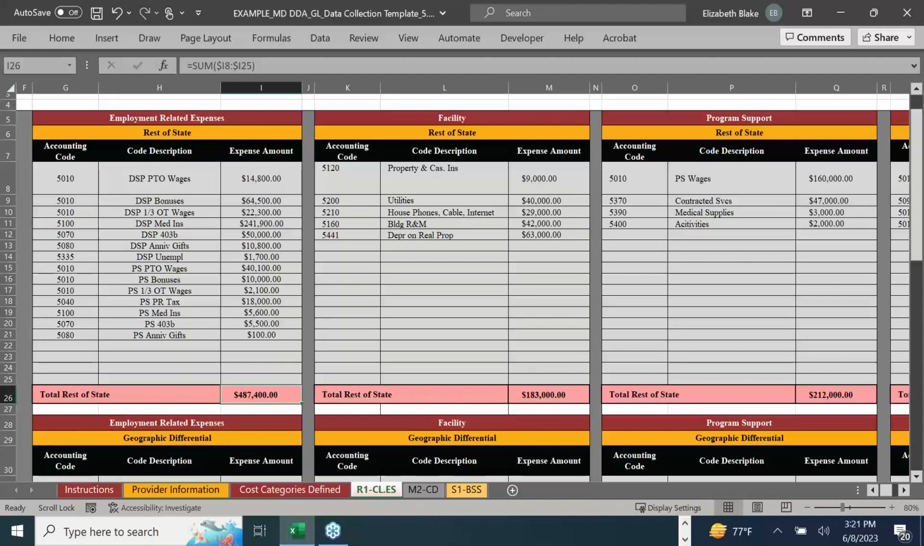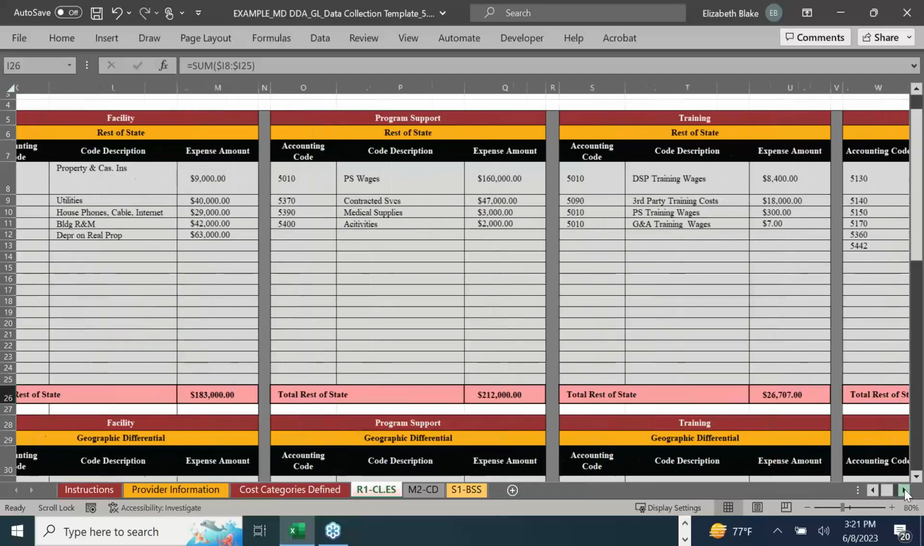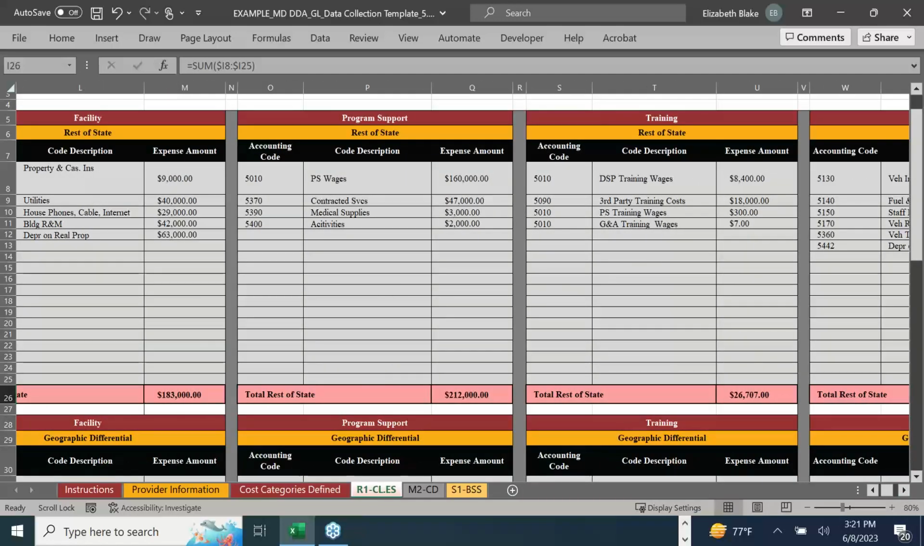So for our example, we have property and casualty insurance listed, utilities for the service facility, building repairs and maintenance costs, as well as the depreciation on real property. So again, accounting code, code description, and then our expense amount, and it gets totaled here. So then the next one we have is our program support cost category.